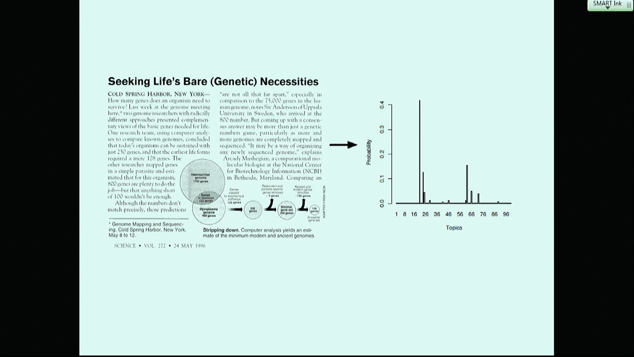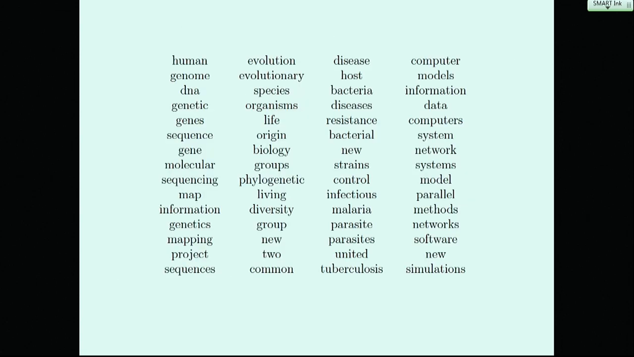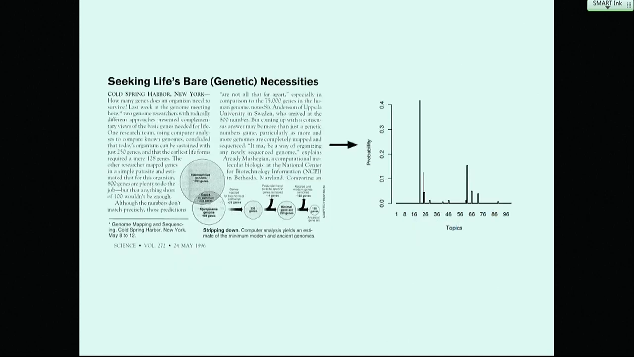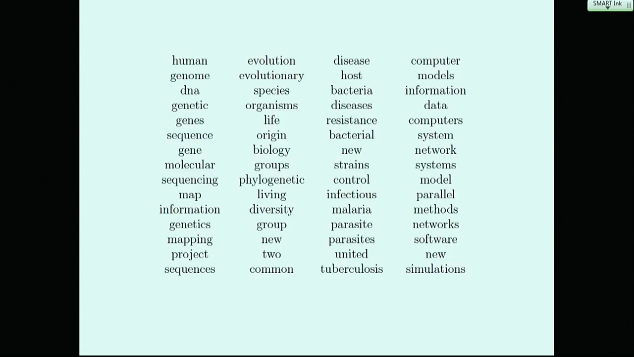And further, you remember each of these topics is associated to a distribution over terms, and I can look at the most frequent terms from the most frequent topics of this article, and they look like this. Okay, human, genome, DNA, genetic: words about genetics, words about evolutionary biology, words about diseases, words about data analysis. Okay, so somehow the topic model is representing this article in terms of its topics, and at least for these topics, it seems to make sense to us as it's capturing some kind of meaningful themes in the collection.